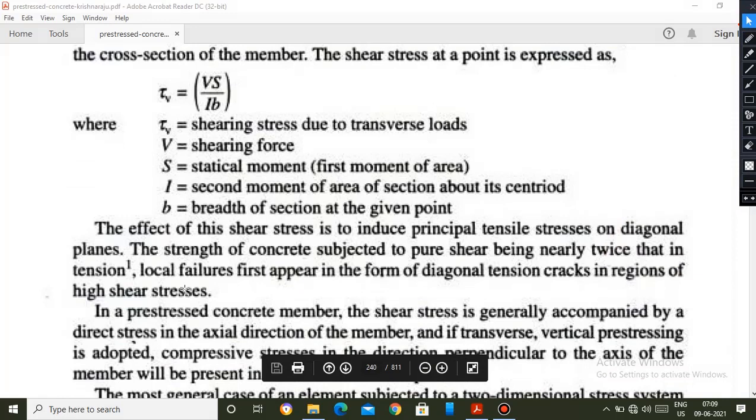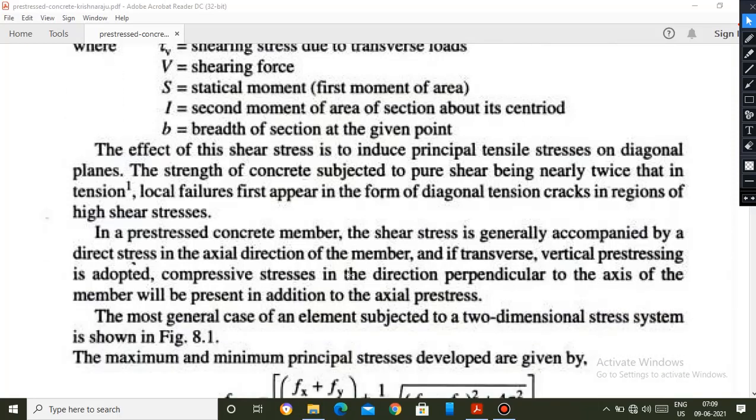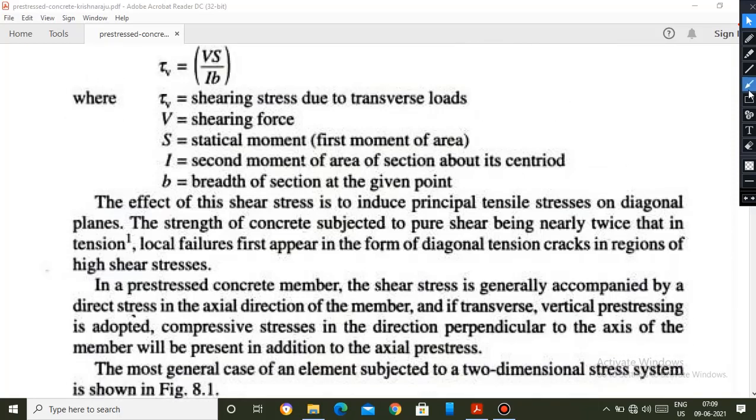And coming here, the effect of this shear stress is to induce principal tensile stresses on the diagonal planes. The strength of the concrete subjected to pure shear is nearly twice that in tension. Local shear first appears in the form of diagonal tension cracks in the region of the higher shear stresses. That means we have already explained.